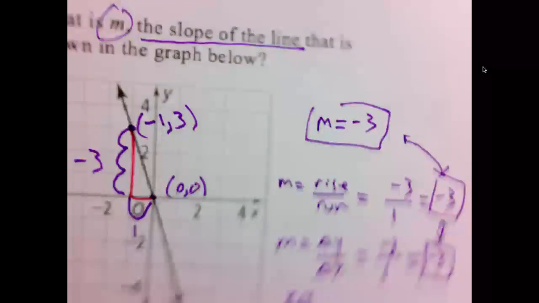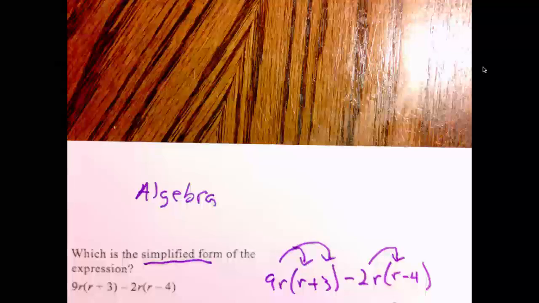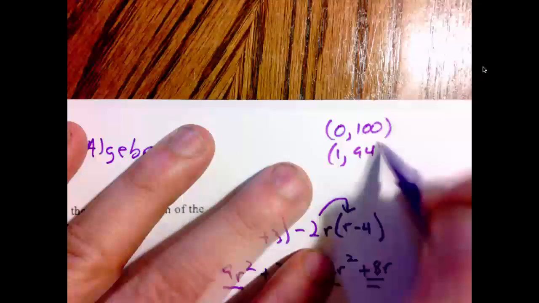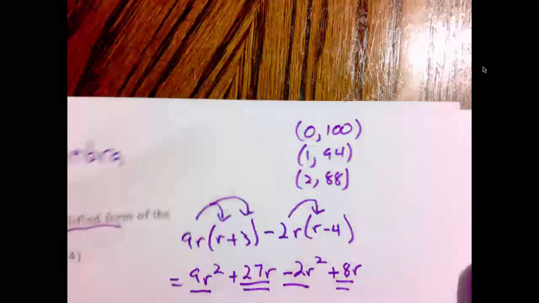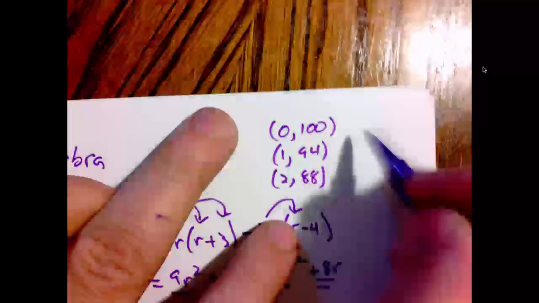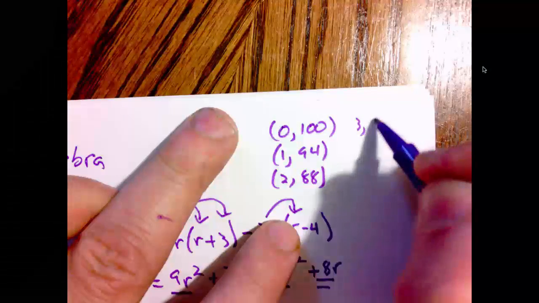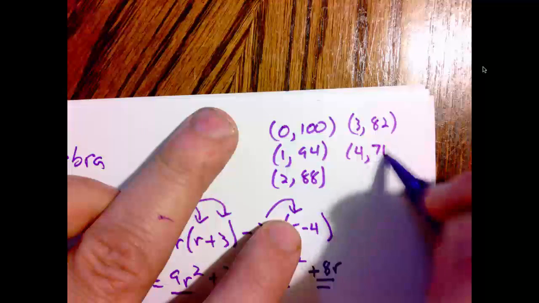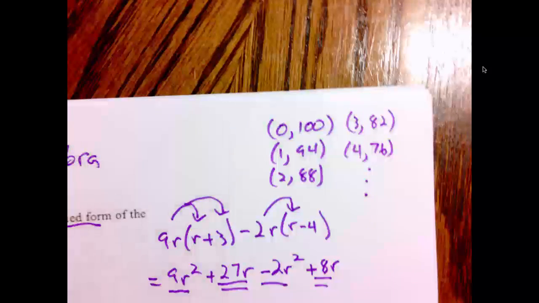You can now grade your quiz. They're going to be worth 6 points apiece. If you miss 0, obviously you have 100. If you missed 1, you have a 94. If you missed 2, you have an 88. If you missed 3, you have an 82. If you miss 4, you have a 76. You get the picture.